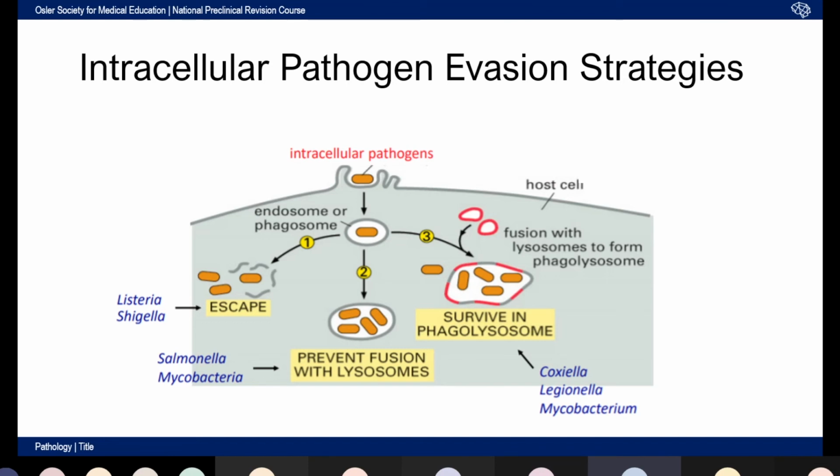So there's different methods. For example, Listeria and Shigella, almost as soon as they enter the cell by endocytosis, will escape from the endosome or phagosome and then survive and replicate in the host cytosol. There's a difference to Salmonella and Mycobacteria, which when they are endocytosed, survive inside the phagosome but prevent the fusion of the phagosome with the lysosome, therefore preventing the degradation of the bacteria, whereas other species such as Coxiella and Legionella actually survive inside the phagolysosome, so they've developed mechanisms to survive there.